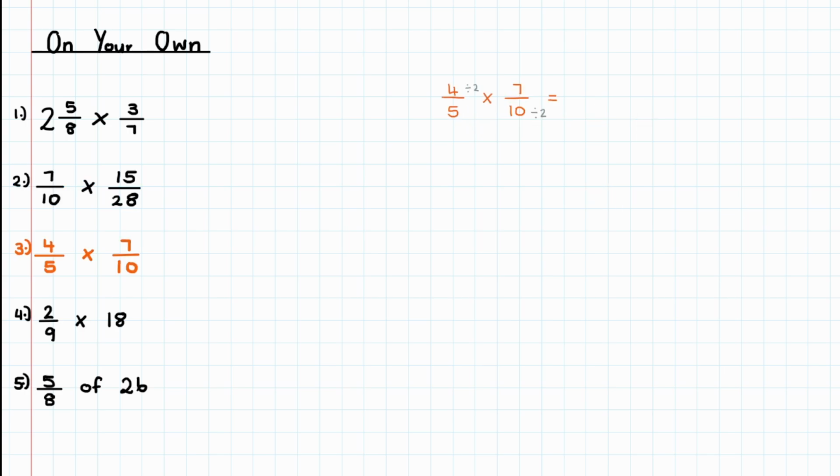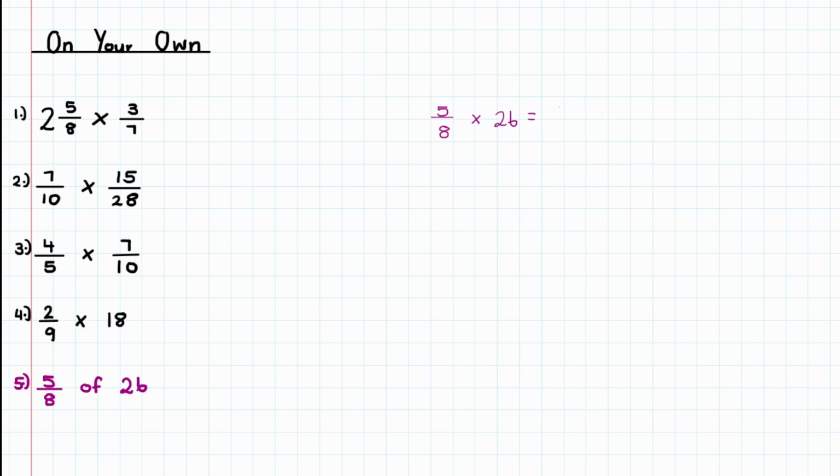For question 3, I can cross-cancel the 4 and the 10 by dividing them by 2. This leaves me with 2/5 times 7/5. When I multiply across, I'm left with a final answer of 14 over 25. For question 4, I'm multiplying by a whole number, so I am going to write 2/9 times 18 over 1. I can cross-cancel the 9 and the 18 by dividing them both by 9, which leaves me with 2 over 1 times 2 over 1, which gives me a final answer of 4.